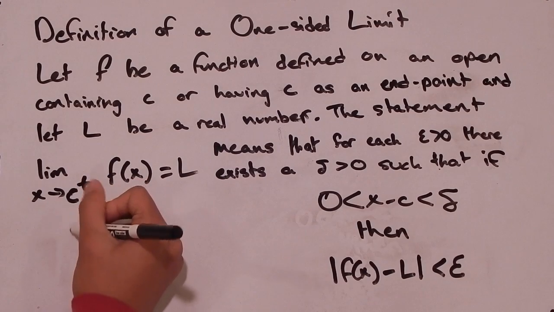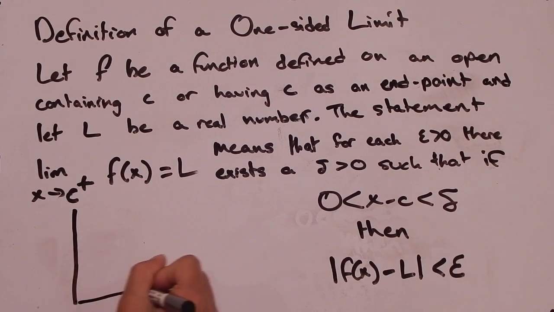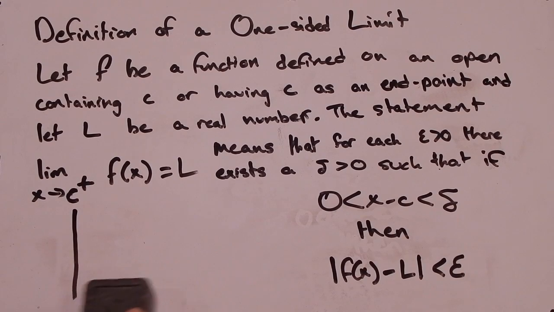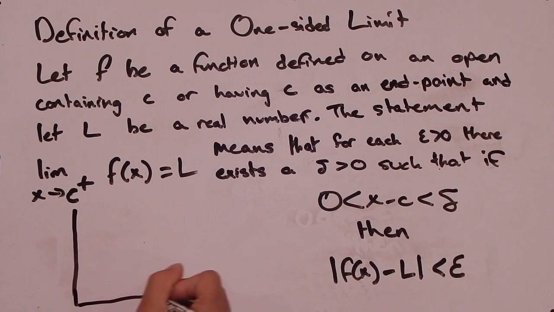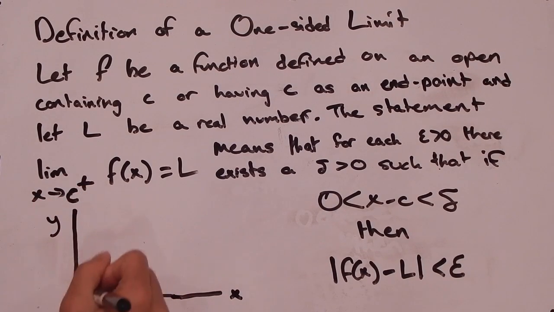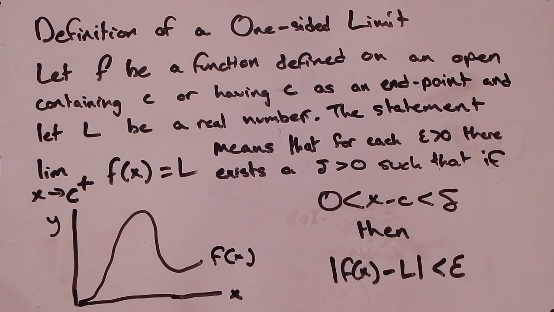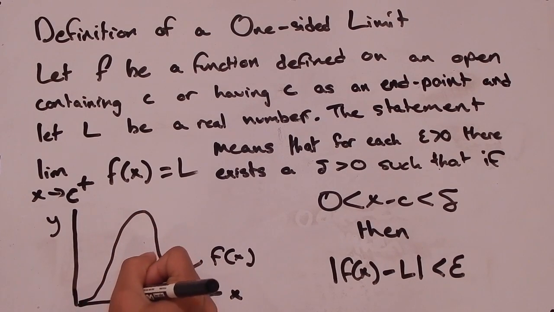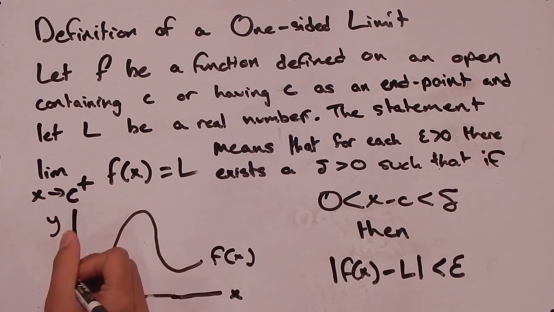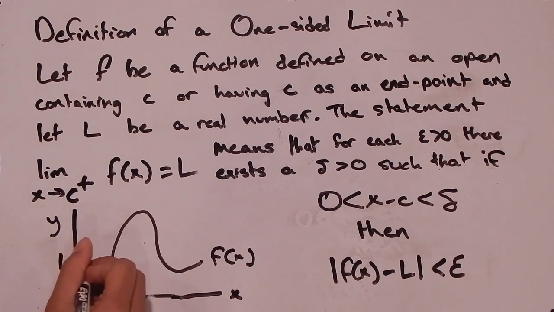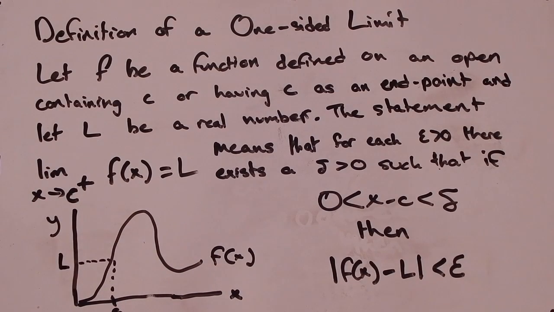So I'm going to draw a graph, and hopefully this will show why this is a one-sided limit and how it is different from the two-sided limits we just looked at. So this is going to be my x-axis, and this is going to be my y-axis. Here's my function f of x. If this is my c value right about here, I can draw up and say, let's say this is my L value, but I want to look at the limit as x approaches c from the right side. So I'm only looking at x values that are coming in from this right side just like that.